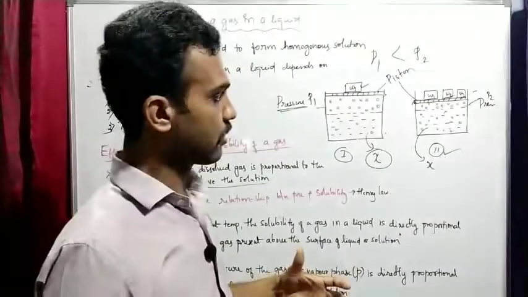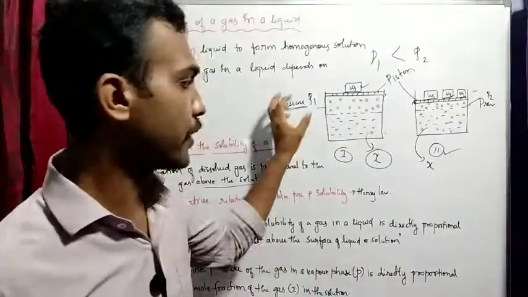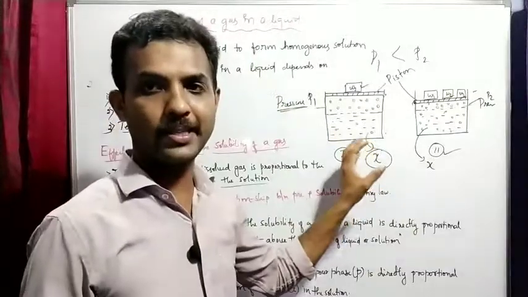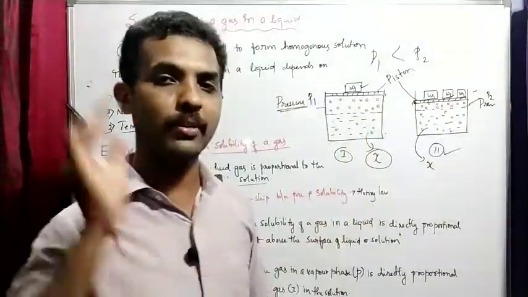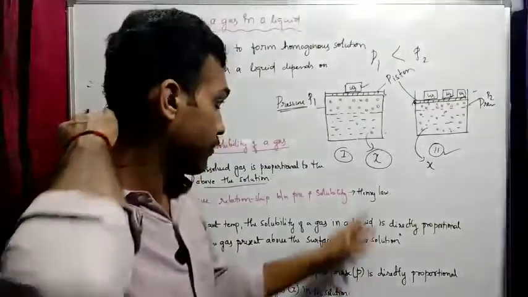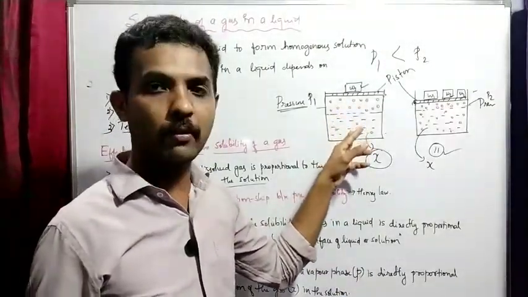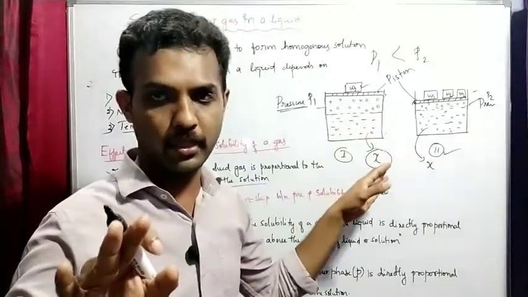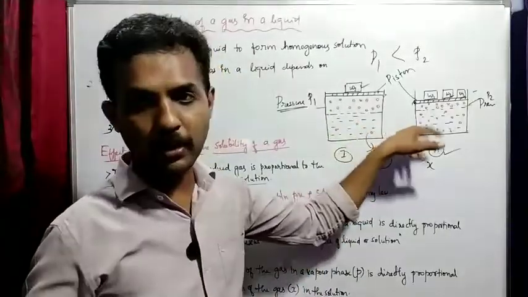So from this experiment you can say there is a relationship between pressure and the chi, or x, the mole fraction. There is a relationship between pressure and mole fraction. What is the relationship? Here the gas entering into the solvent is nothing but dissolution. We know that. Dissolution has happened here, and here also.